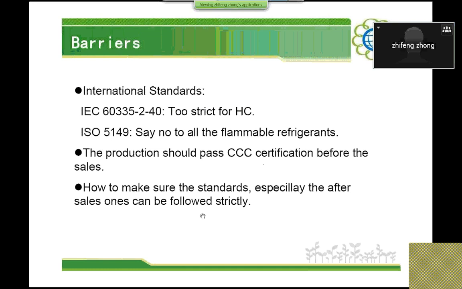because according to our research, and also according to the research from other countries, other institutions, the risk of the installation and the maintenance is higher than the usage, than the manufacturing, than the storage, and also than the transportation.